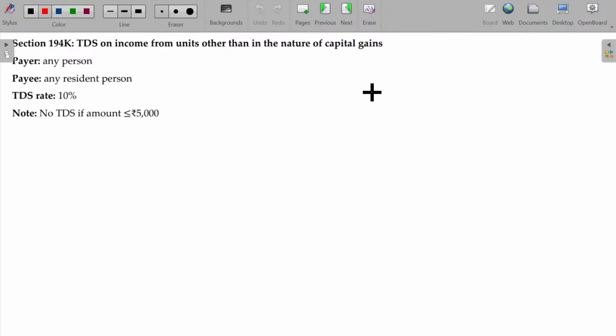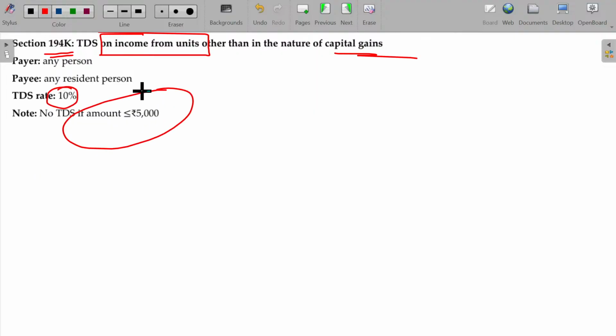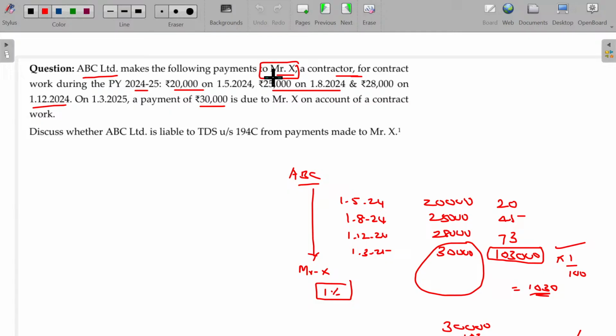Now, 194K: any income generated from units other than of a capital gains nature will be chargeable to TDS at the rate of 10%. Up to 5,000 it is not taxable. Similar to dividend. From shares, if you are getting dividend, then 10% will be leviable in excess of 5,000. Similarly, instead of dividend, if you are getting income from units, the same conditions will be applicable, right? So I can write it down here.